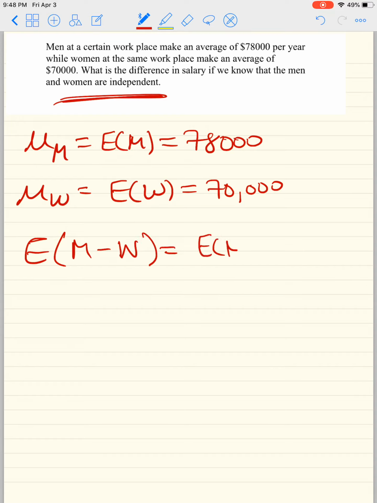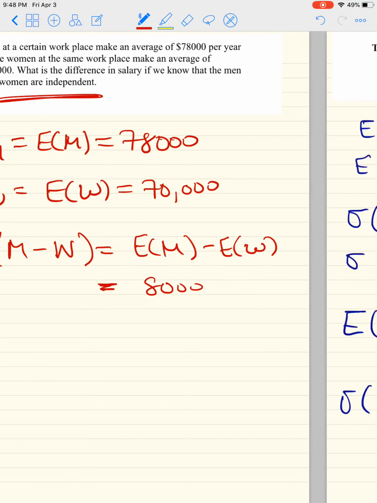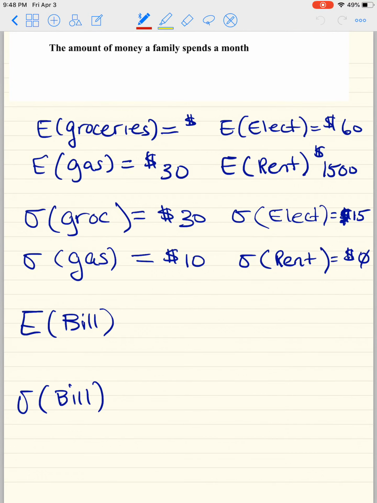So that's just men minus women, the expected values. That's just going to be $8,000. And what that means basically is on average that men make $8,000 more than women at this specific workplace. Now, I've only used two variables, x and y, but you can use as many variables as you want.